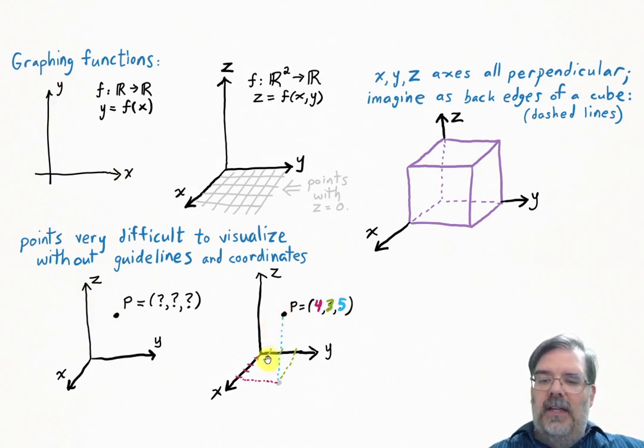We could draw some lines to show where this point is positioned. Here, the point is 4 units along the x-axis. I'll draw a dashed line going across. 3 units along the y-axis. I'll draw another dashed line. And this very light gray point down here, think of that as the shadow this point would cast if a light was shining down above it. Then from this point in xy, we would go up by 5 units in this picture. So this would correspond to the point (4, 3, 5). But in general, we're not going to be graphing points very much.